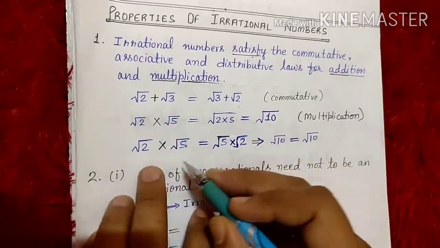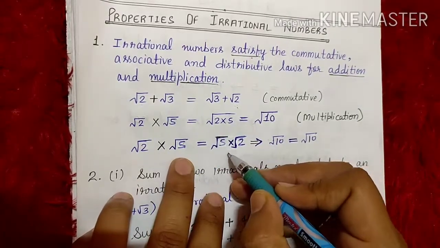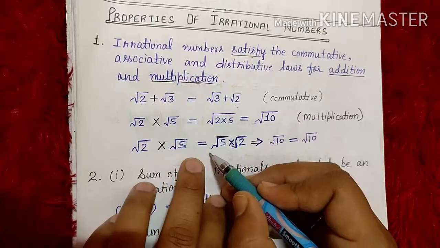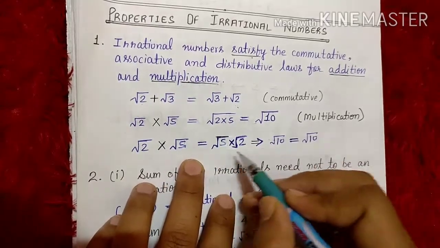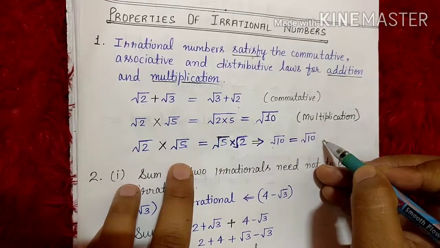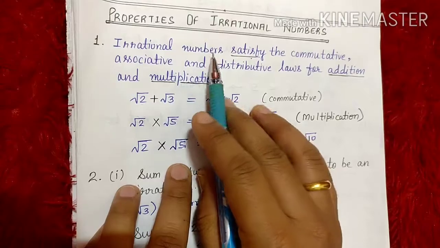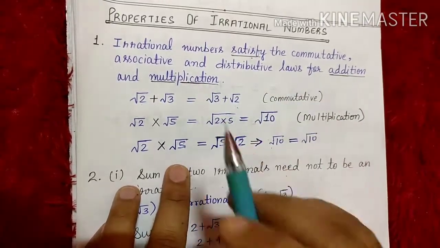Now you're multiplying in another way. Now we have written root 2 first, now we are writing root 5 first. Root 2 into root 5 equals root 5 into root 2. What will come? Root 10 on the left hand side, root 10 on the right hand side. So the answer remains the same. So we can say that irrational numbers satisfy these properties under addition and multiplication.